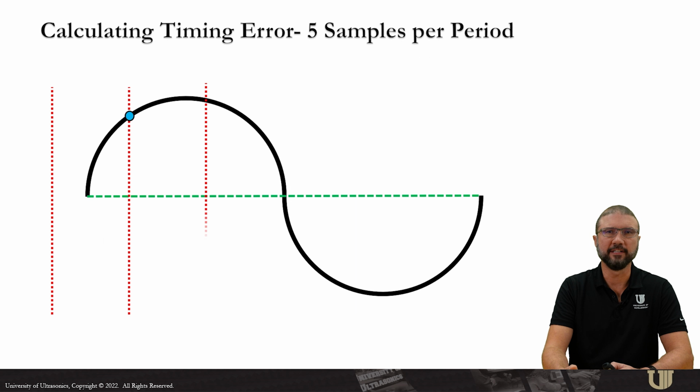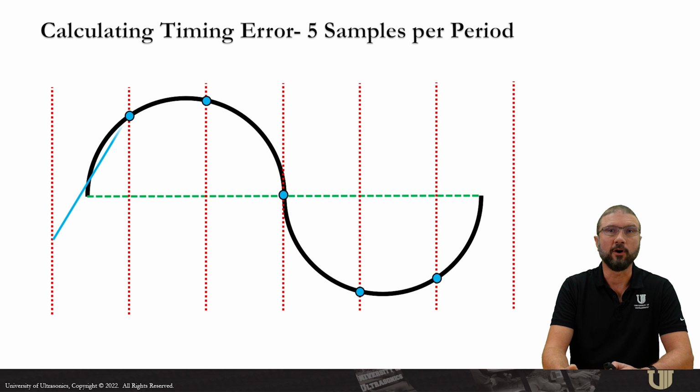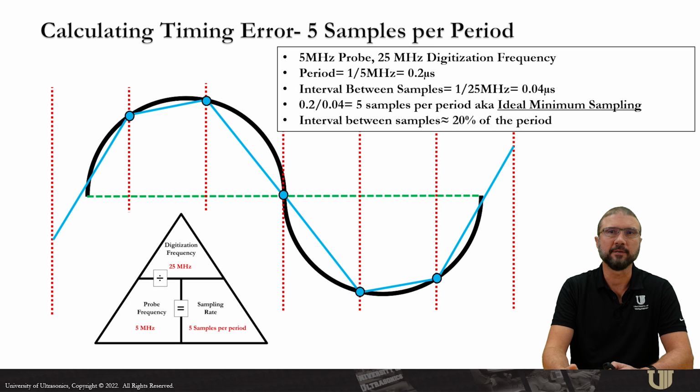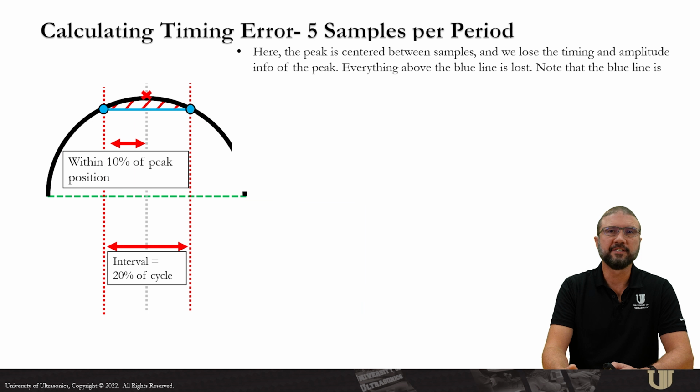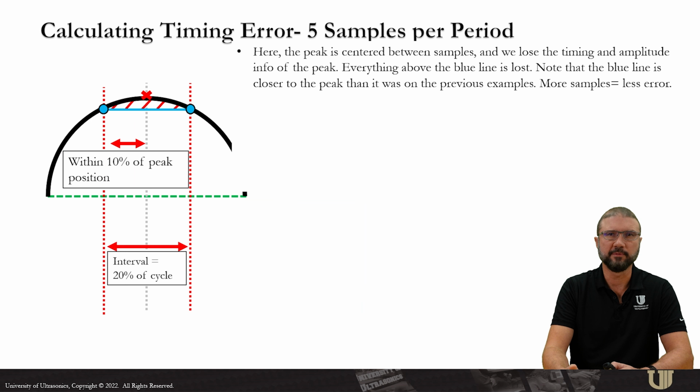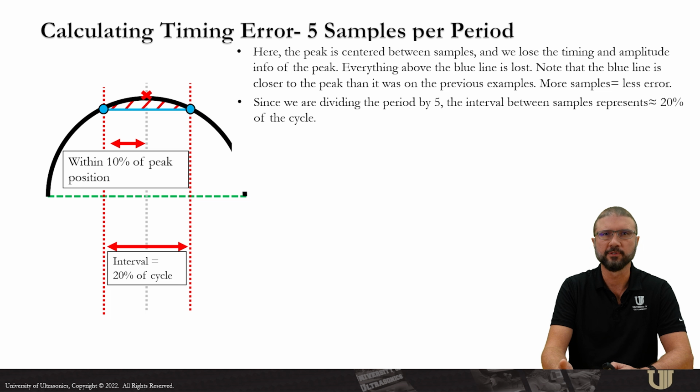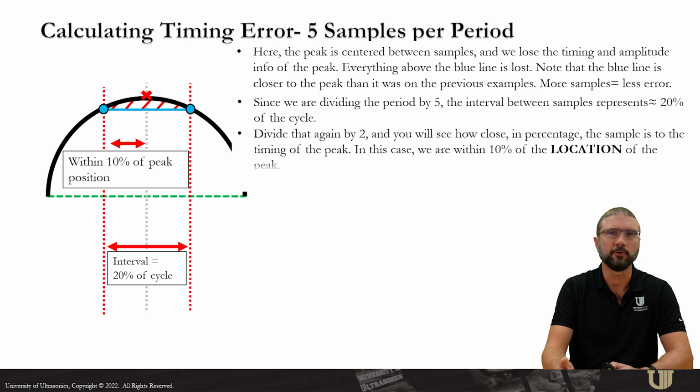During the timing fidelity discussion that we had in video 3, one of the scenarios we looked at involved acquiring a sampling rate of 5 samples per period. This is something that is sometimes referred to as ideal minimum sampling within our industry. We discussed that at the worst case scenario using this ideal minimum sampling, which always occurs when an analog peak is centered between 2 digital samples, the sample should be no further than 10% away from the peak location or position, essentially giving us at least 90% accuracy and 10% error potential.